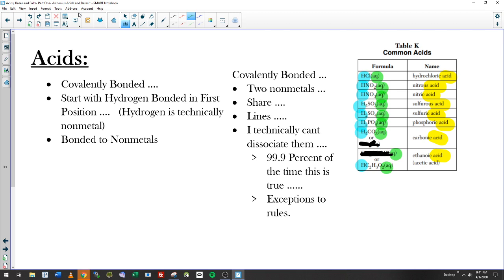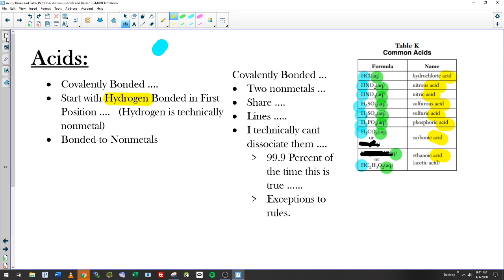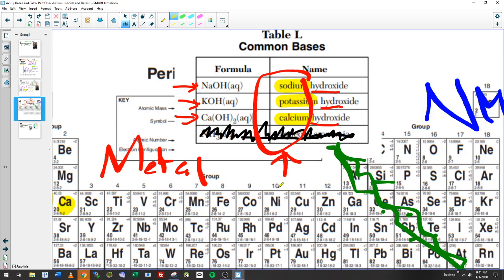Yes, it's covalently bonded. And if anything else was in that first position, it would be covalently bonded to nonmetals, sharing lines, and I would not be able to pull apart or dissociate these. However, because hydrogen is bonded in that first position, that's a game changer. And there's a really important reason why that's a game changer, and as soon as my Smart Notebook decides it wants to play and unfreeze, I'm going to go to this slide for a minute. According to the laws of the periodic table, anything that's a nonmetal should be on the right-hand side of the staircase. It should be over here.